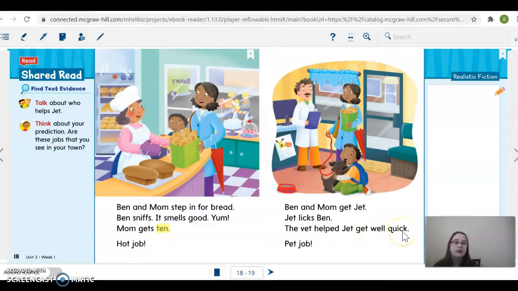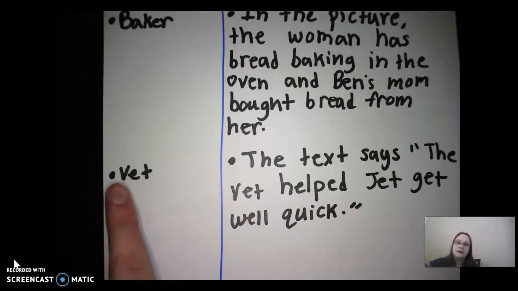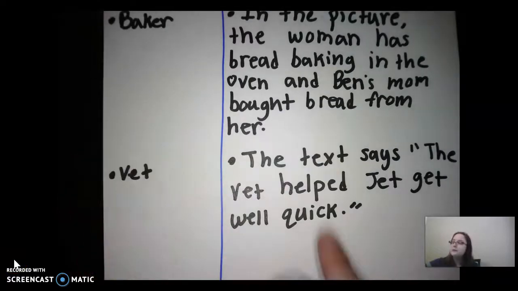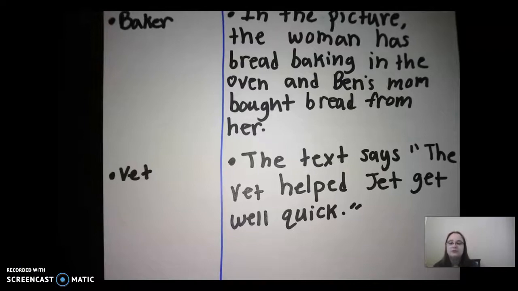So we're going to head on over to our T-chart to review that, where I've already filled it out for us. And so we have our job, vet, and then we have our evidence. And the reason why we know he's a vet is because the text says the vet helped Jet get well quick. So the text tells us right there that the man in the picture is a vet. And friends, we're on our last job, so we're going to head on back to our story and find our final job from our story.